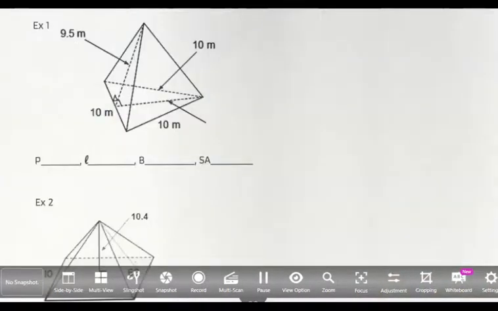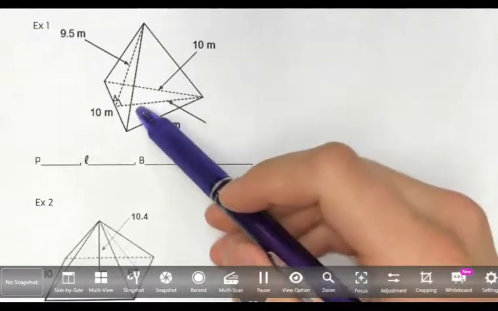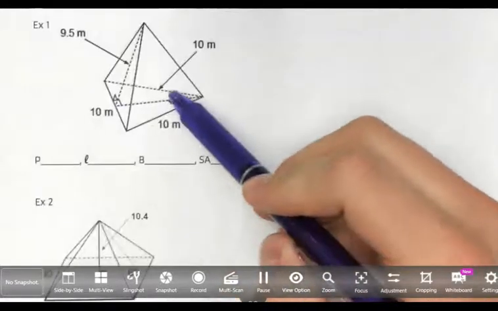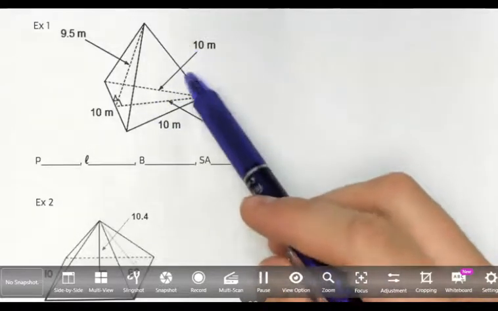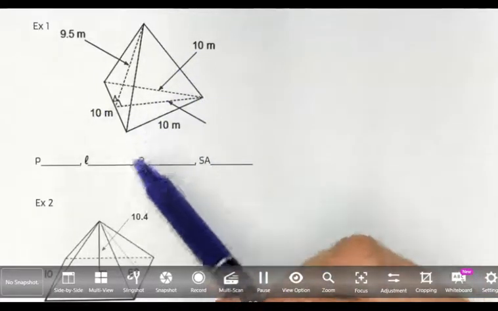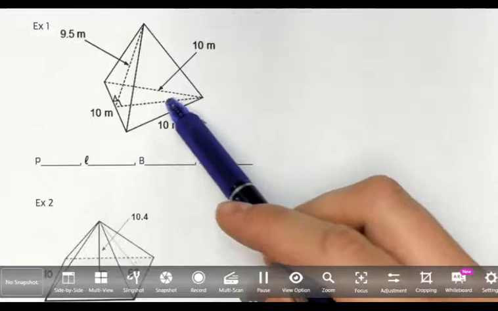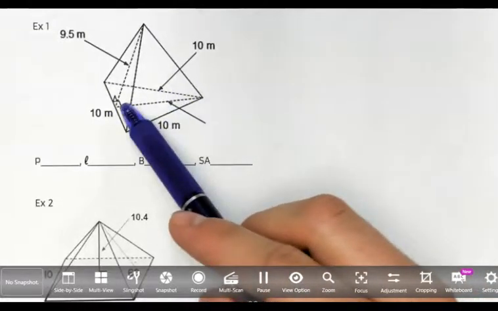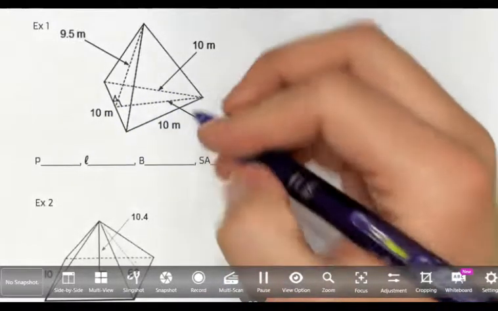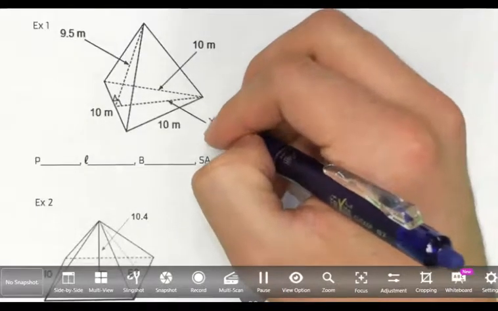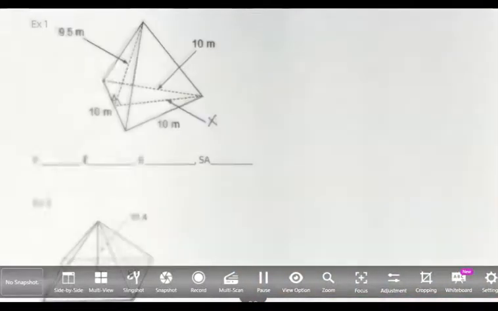Hello, everyone. Let's go ahead and take a look at example 1, where the base of our pyramid is an equilateral triangle. So we can see that all three of these are 10 meters. And then we have this height of the equilateral triangle that we do not know. Let's go ahead and label that as X. We will try to find that.